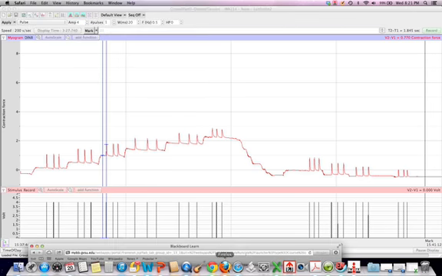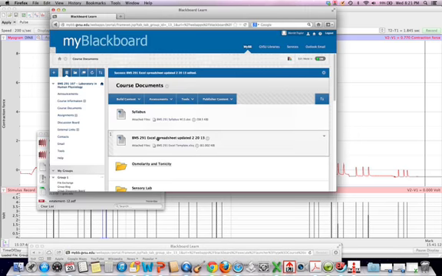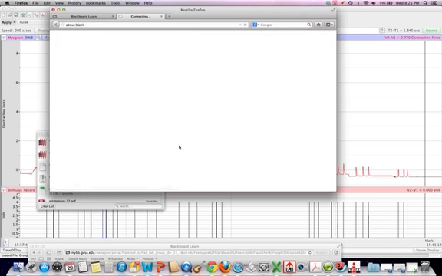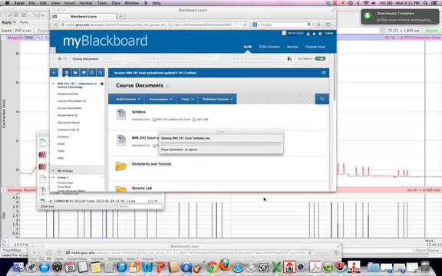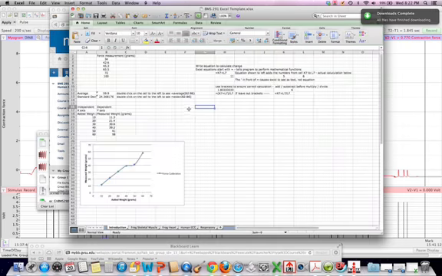So from our Blackboard site here, I've just uploaded this for you. That's an updated Excel spreadsheet and template that you can use under your course documents. You can just download that and open it. I'm going to open that with Excel here. That's going to pop that open.